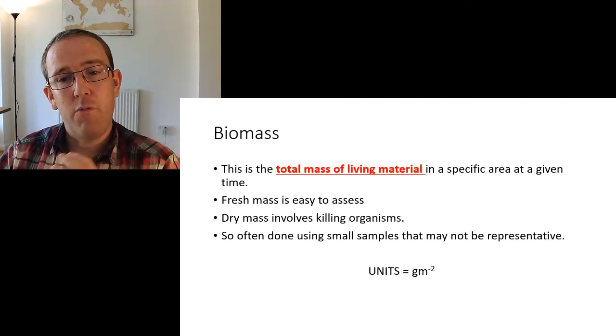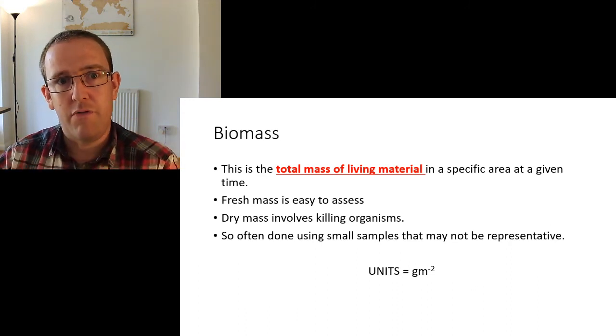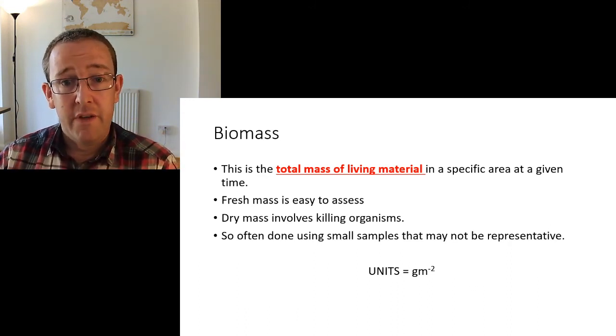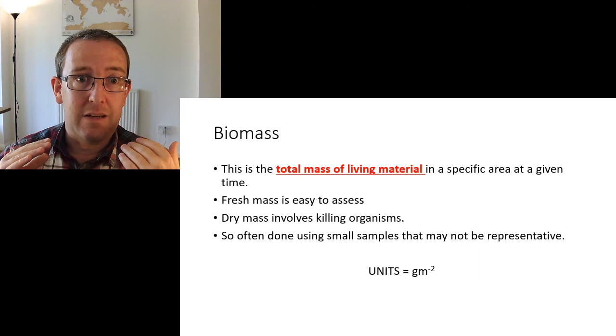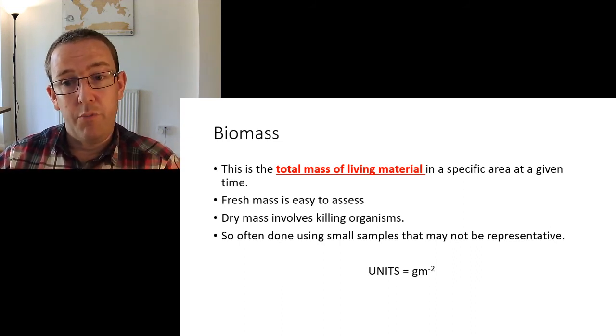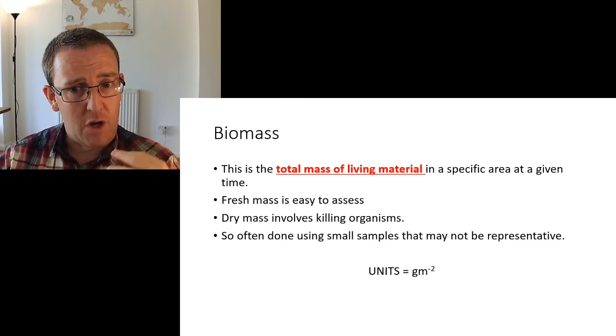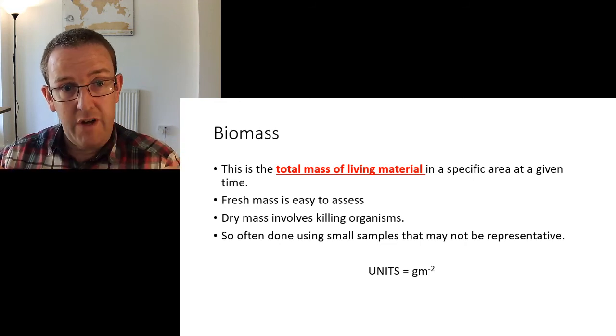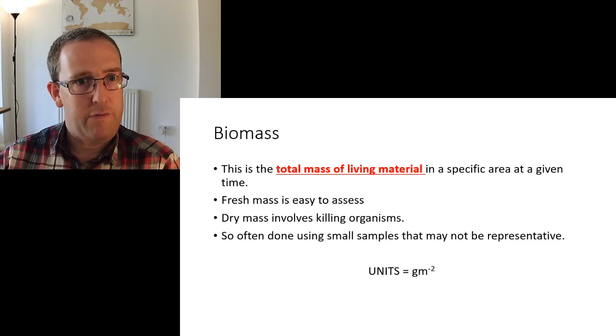Okay, so often what happens is small samples of the different tissues are taken and dried out. Obviously this is destructive sampling. Okay, so it's often done using small samples that may not be representative. Okay, so the units for this are grams per meter squared. So how many grams of biomass are there for a given area of land, of an environment?